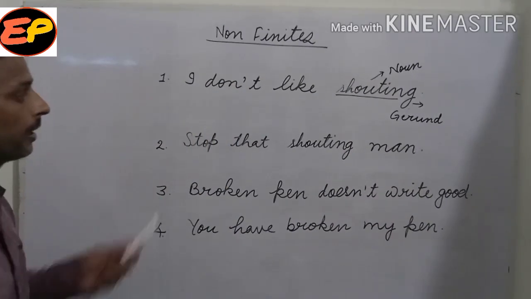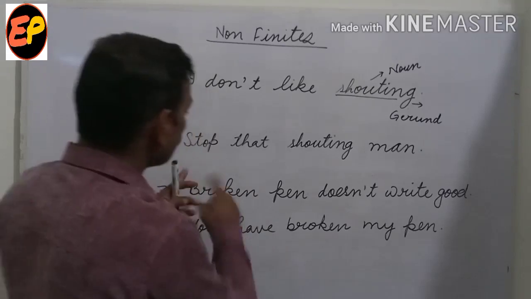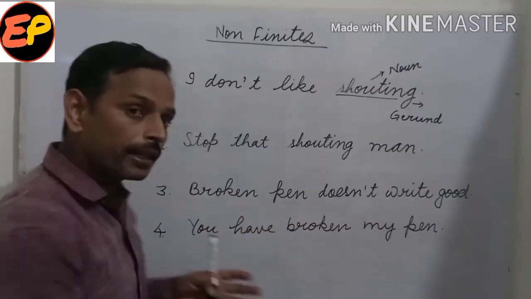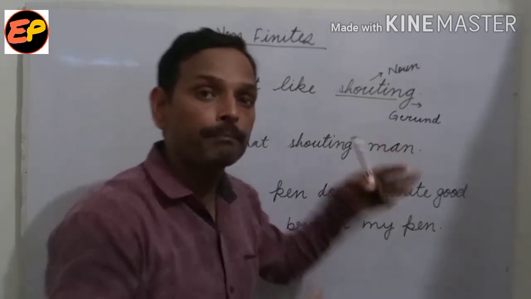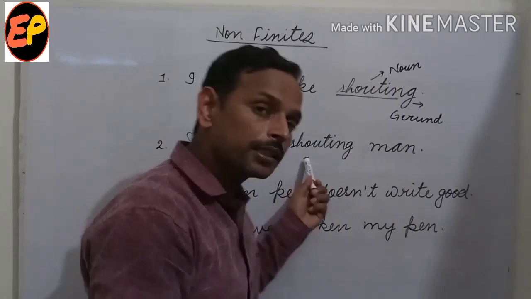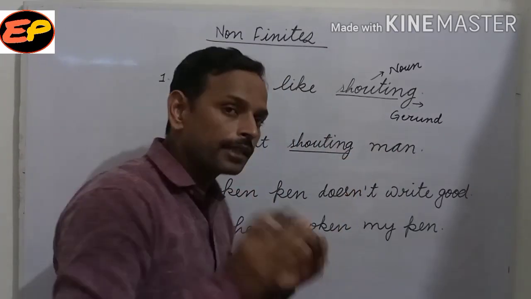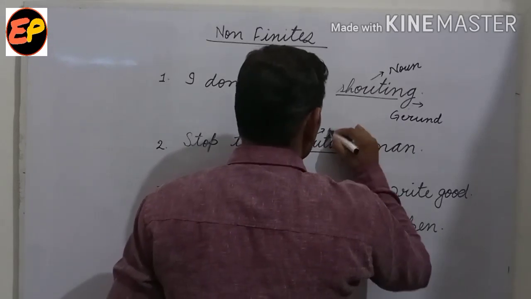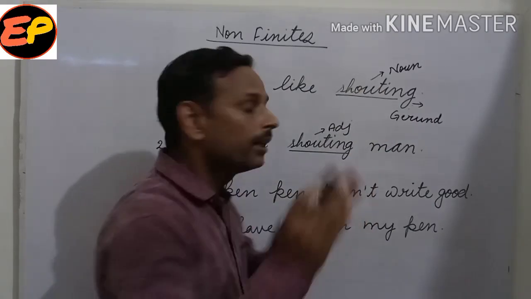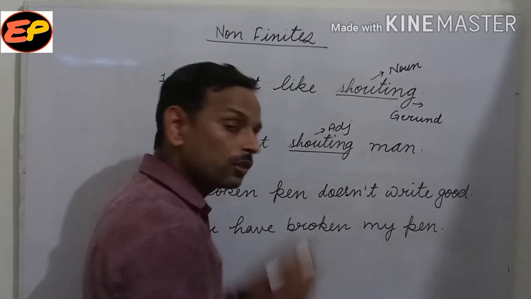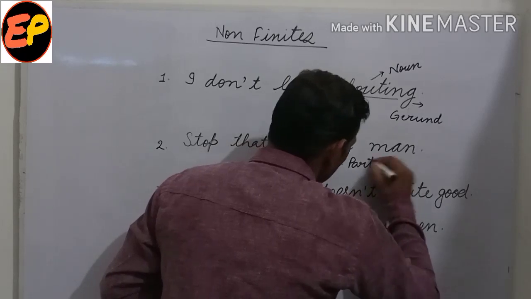In the second sentence you can see the same word, shouting. Stop that shouting man. Ask the same question again: stop that what? Here we are not getting the answer of what. If you ask stop, to whom? We get the answer man. But what kind of man? Shouting man. So we are getting the answer of what kind of noun, and the answer of what kind comes under adjective. So this is an adjective, not a noun, so surely this is not a gerund. If it is not a gerund and it is non-finite, it is going to be a present participle.